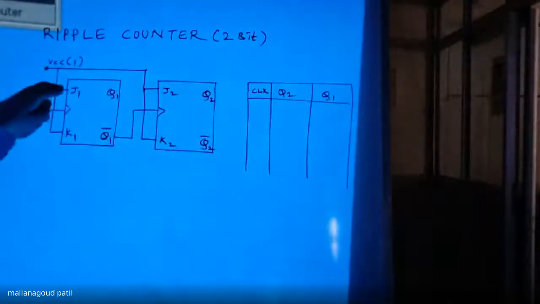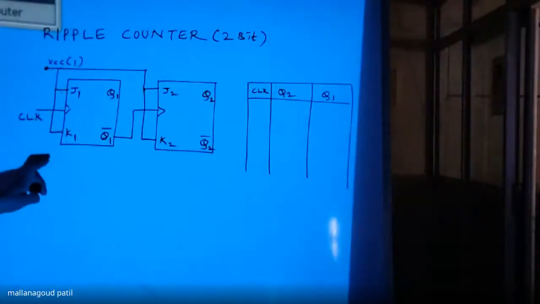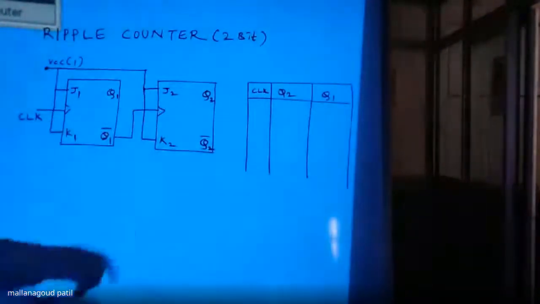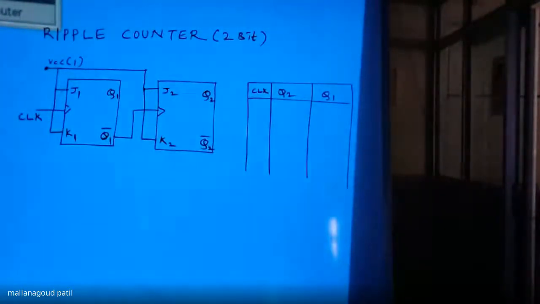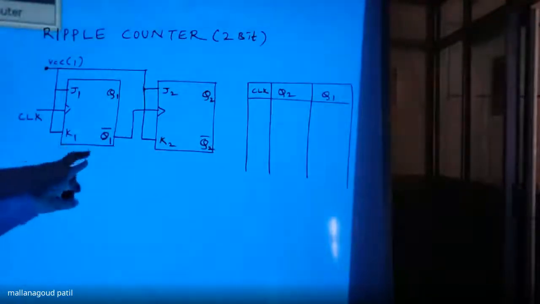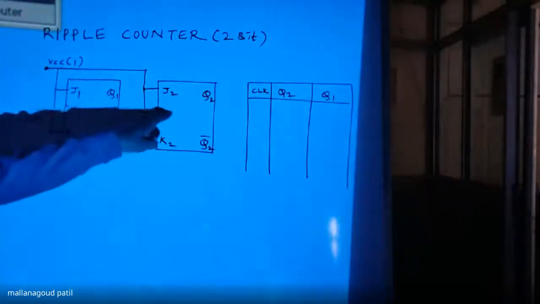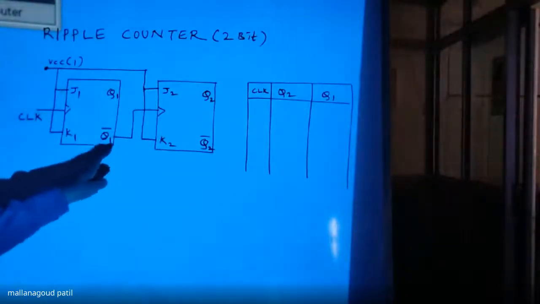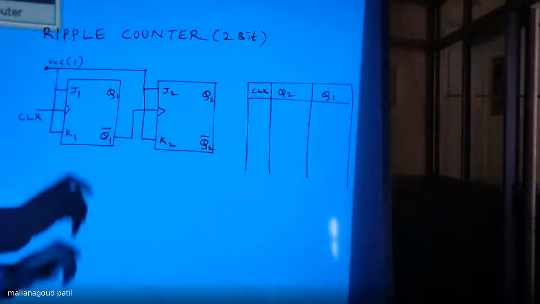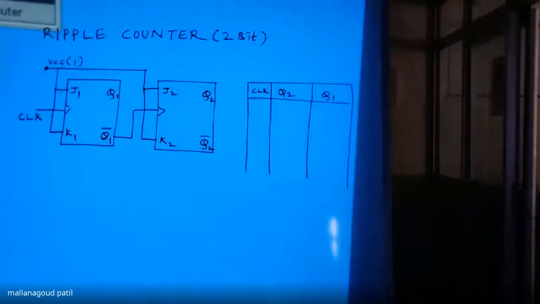I use JK flip flops. The first flip flop I can name as J1 K1, and the second flip flop will be J2 K2. Now, how is the clock connected? The first JK flip flop's clock is connected to the clock input, and the second JK flip flop's clock is connected to the Q1 bar of the first flip flop.